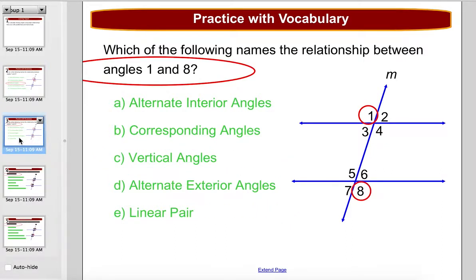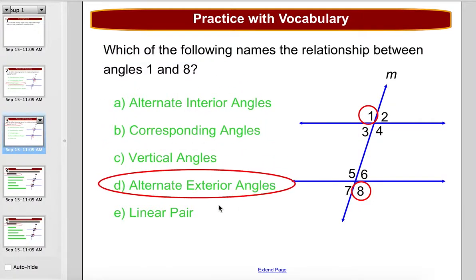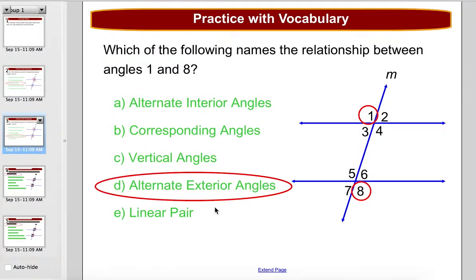All right, let's try another example. So 1 and 8. What are these guys called? So if you remember in class, we talked about this sort of being a box in here. So 3, 4, 5, and 6 would be interiors. So that means 1 and 8 would be exteriors. And the only one we have with exteriors is alternate exteriors.